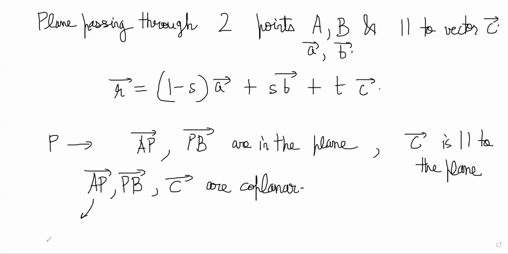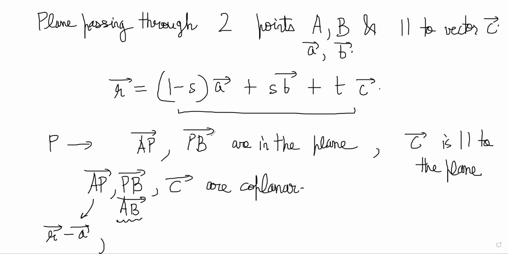And AP vector is what? It is R minus A. PB vector is what? It is basically B minus... actually, in order to make the formula look like this, I have to take AP and I can take AB here. PB is also correct, but I can take AB here just to make the formula look like this. You can do it with PB also.